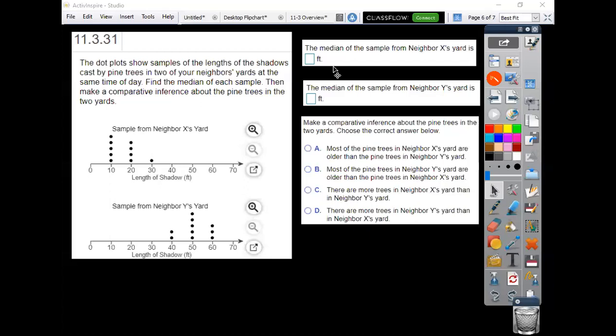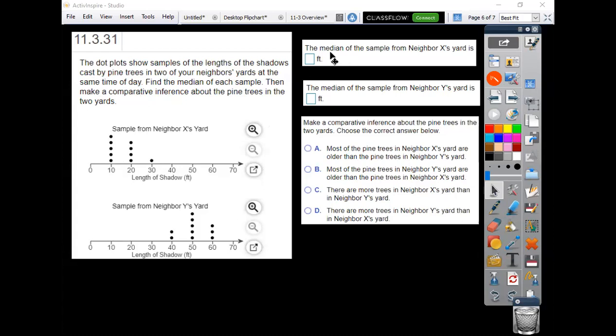All right, this problem, 11.3.31 in Algebra 2. They give us two of these histogram-looking graphs here, and these dot plots, and they say that the first one is one person's yard, and the second one's the other person's yard, and each dot is the length of a shadow, and they're measured. It's important up here. It says the same time of day.